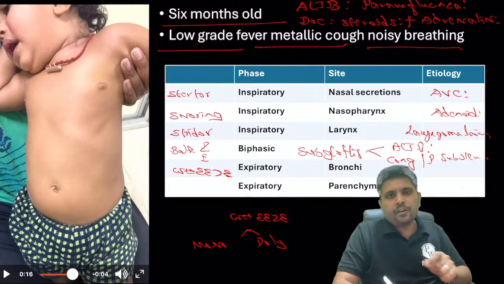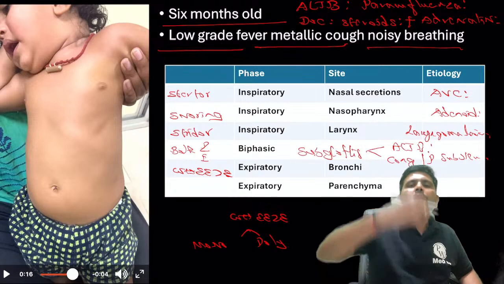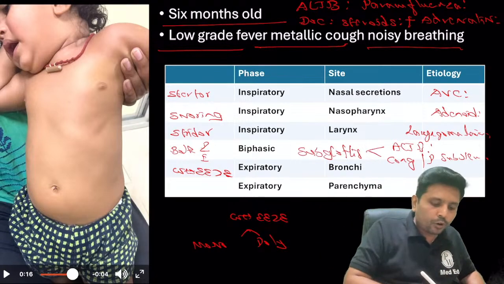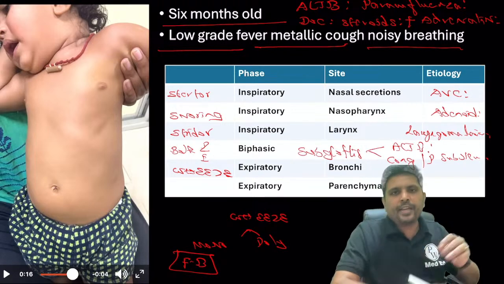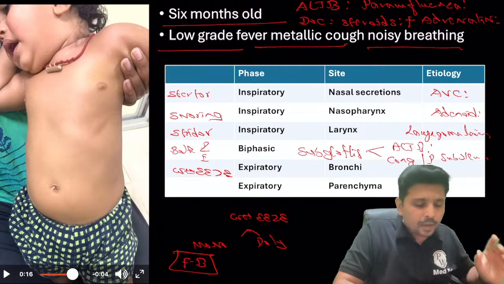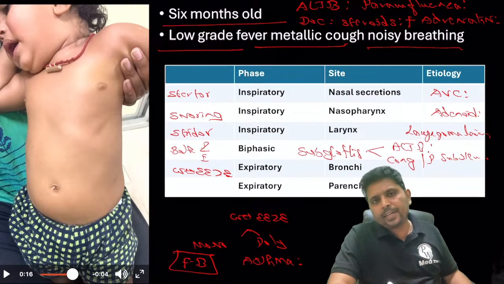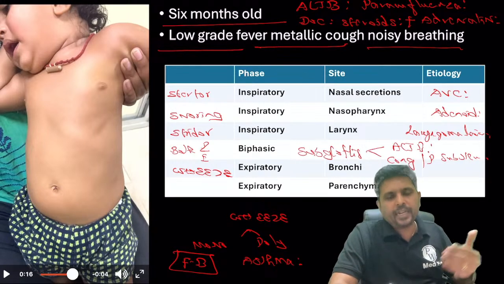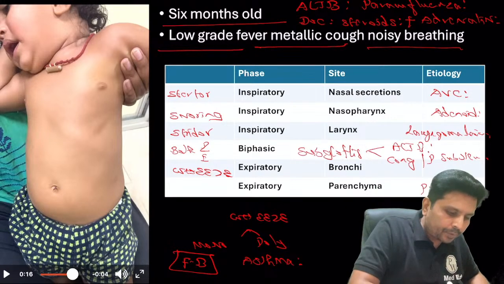Monophonic wheeze means wherever you keep your stethoscope, that will be a uniform pitch, the same sound. Monophonic wheeze suggests foreign body inhalation, whereas polyphonic, different pitches of wheeze in different locations, is typical of asthma. And finally, when you have an expiratory sound in a sick child which occurs as a result of pneumonia, it is called grunting.